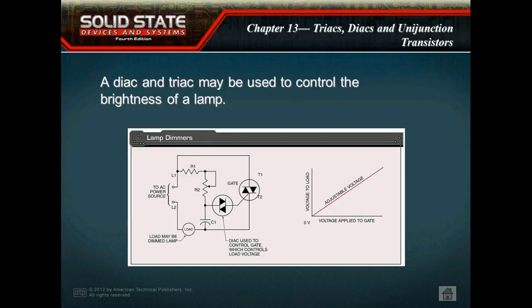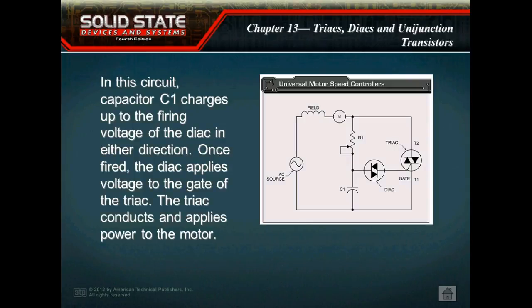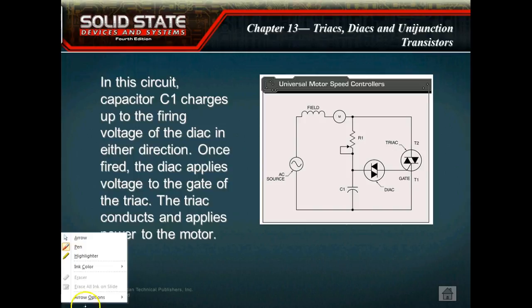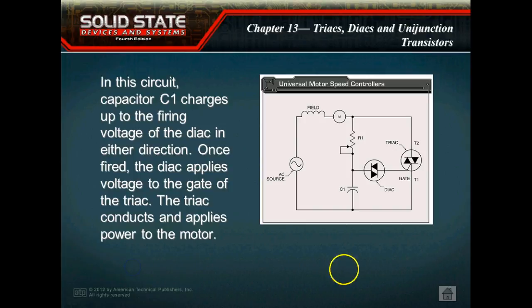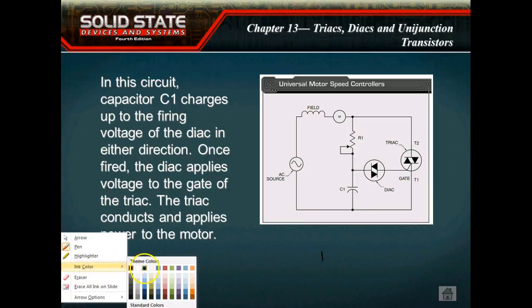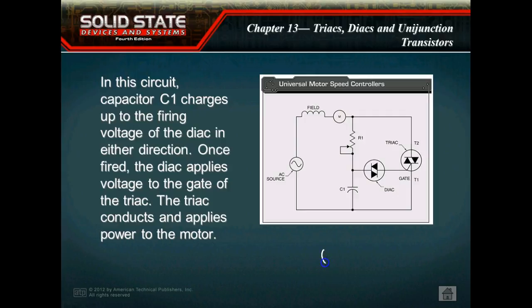Diacs and triacs may be used to control the brightness of a lamp. This circuit would be used to run a special motor called a universal motor. This is what we use in hand drills. This is what a lot of fans use. A universal motor is a motor that will run on AC or DC. Now we can run these guys on triacs. So they're a universal motor. They actually have a commutator. And so this is probably, these guys here create high torque.